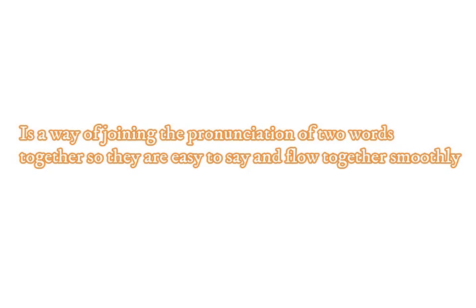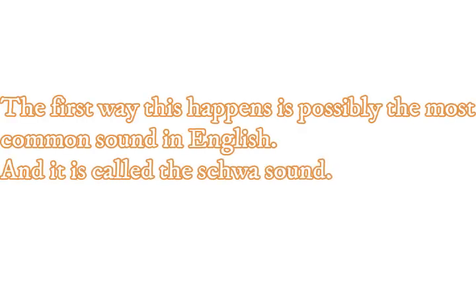This is a way of joining pronunciation of two words together so that they are easy to say and flow together smoothly. So you're joining two words in your sentence just to make it flow and sound more natural. In English, there are different ways that this is done. For example, the first way this happens is the most common sound in English, which is called the schwa sound.